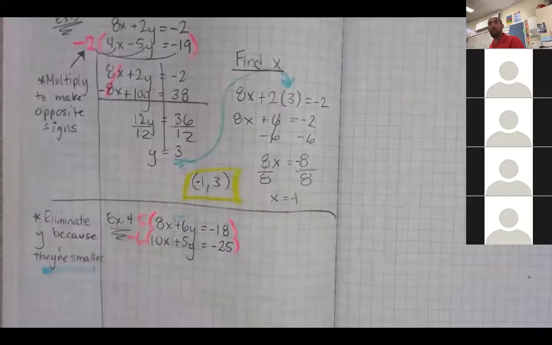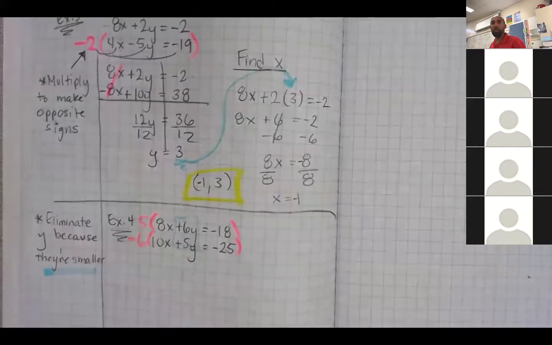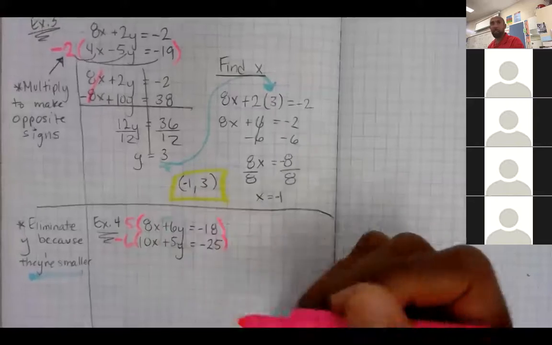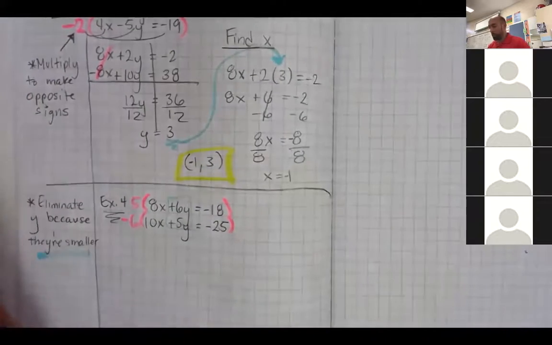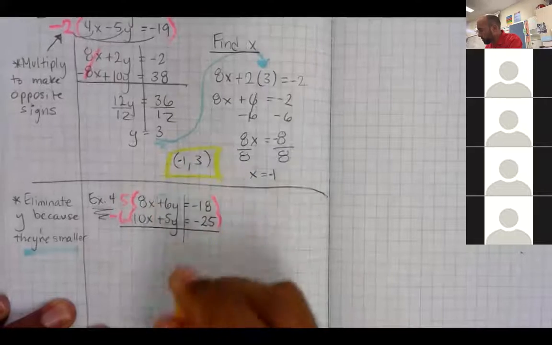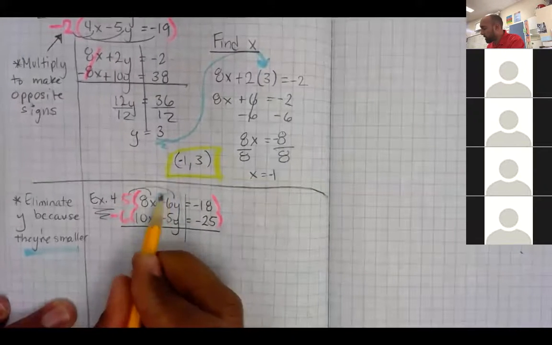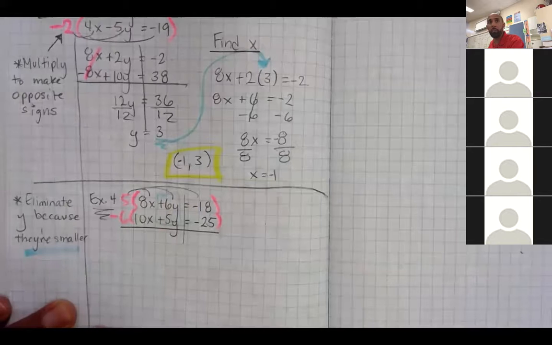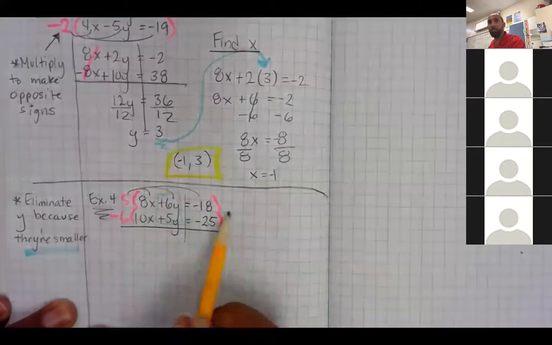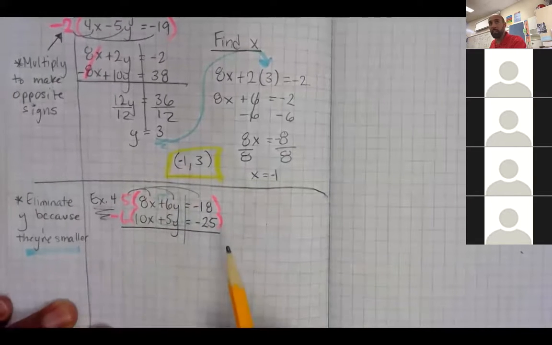You could make the 5 negative, doesn't matter which one you choose, but at least one of them needs to be, because I need a negative number when I multiply. Okay, so now here, I'm going to go ahead and multiply 5 times everything. This is where you really want to take your time, because think about it, you're multiplying 6 different numbers. Okay, so really take your time with it. Use a calculator if you have to.